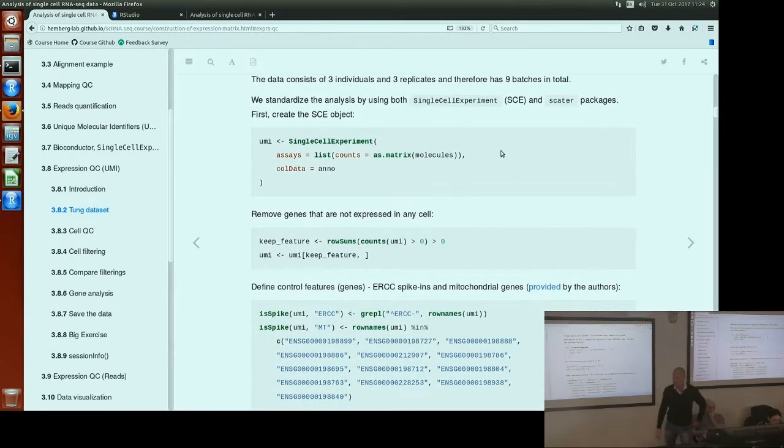So now we create a single cell experiment object. Because we have counts, we create a counts assay in our single cell experiment object, and we say that the cells are annotated with the annotation matrix.